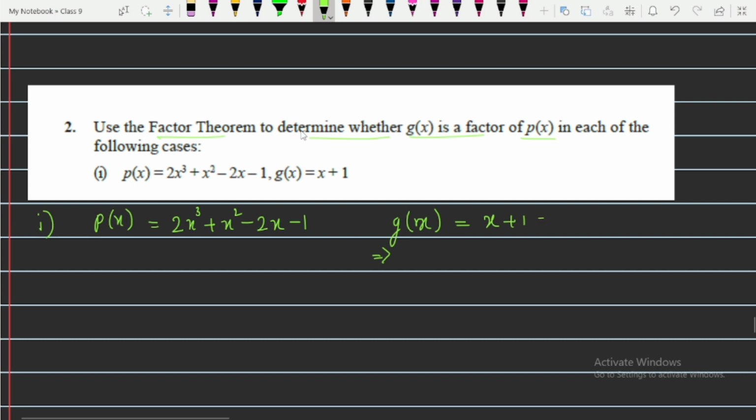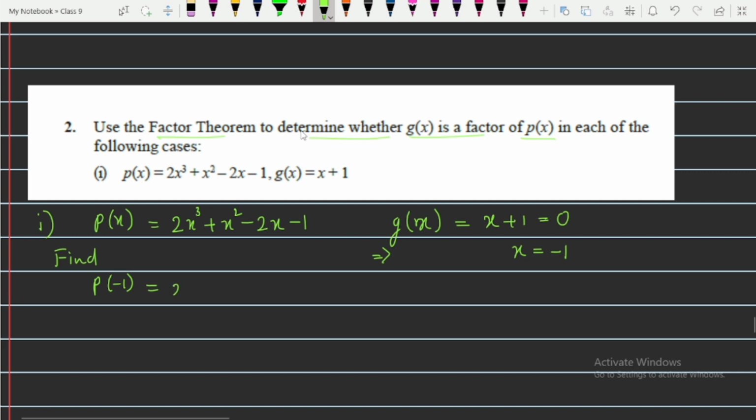If we want to check g of x as a factor, first we have to consider g of x equal to 0, that is x plus 1 equal to 0. So what will we get, x equal to? Plus 1, you can move that side, it is minus 1. Now you have to check the value for x equal to minus 1. So find p of minus 1. If p of minus 1 is 0, then you can say that it is a factor, otherwise it is not a factor.